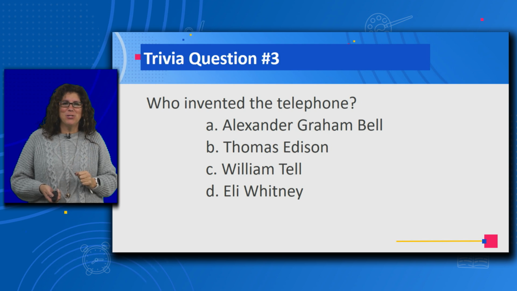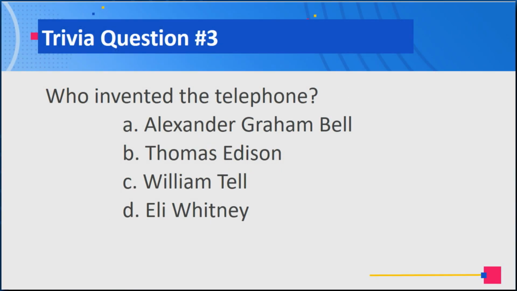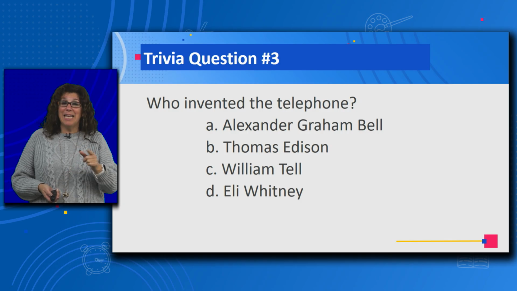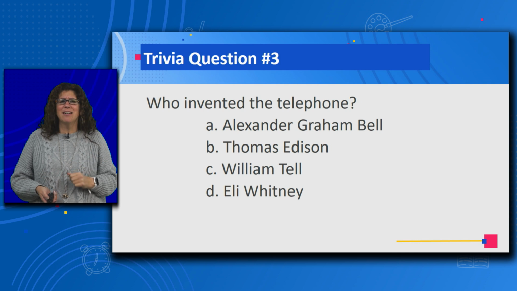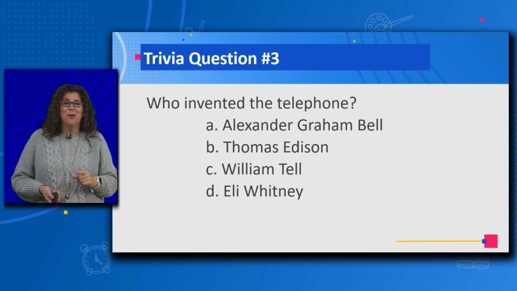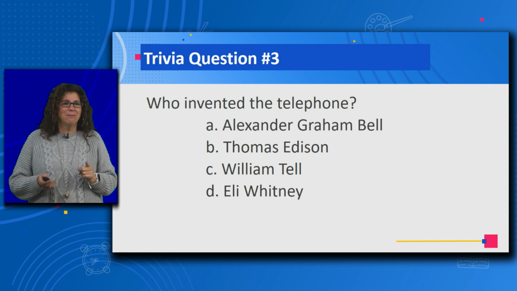So here's my third question for you. Who invented the telephone? Alexander Graham Bell, Thomas Edison, William Tell, or Eli Whitney? I'll give you another hint. Eli Whitney, that last one, he invented the cotton gin. He didn't invent a telephone. And William Tell? William Tell is actually a composer. He makes music. So which one is it? Alexander Graham Bell or Thomas Edison?